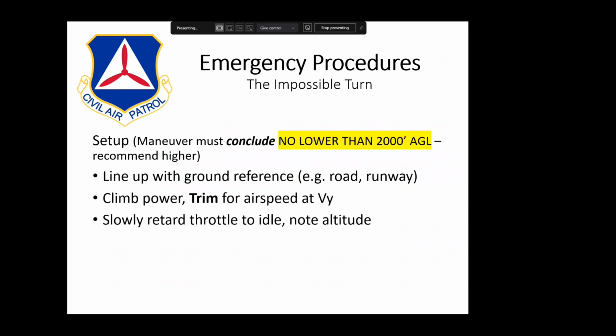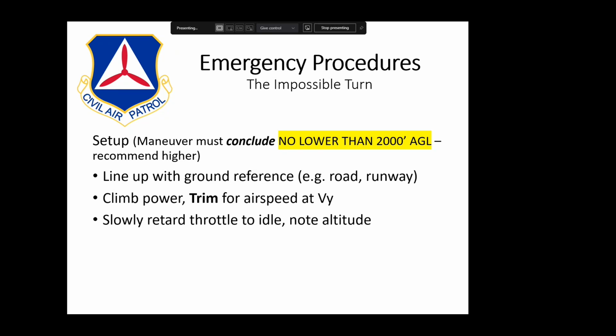Now, I do have to insert an asterisk here. If you have like a 300 horsepower engine and you go from climb power to idle, well, that might not be the best idea for the engine because of shock cooling. So talk with your instructor. I think you can, if you're nice and do it gently, you can do this in a 182, but please monitor your cooling rates. But when you do go to idle, note the altitude where you started.